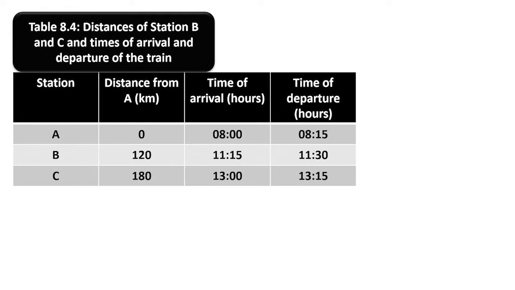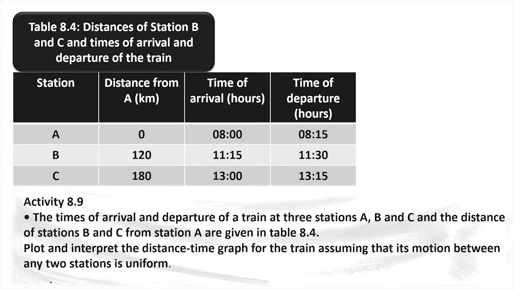The time of arrival and departure of a train at three stations A, B and C, and the distance of stations B and C from station A are given. Distance covered from A to B is 120 minus 0 equal to 120 kilometers. Time is 11:15 minus 8:15 equal to 3 hours. Average speed would be 120 by 3 equal to 40 km per hour.